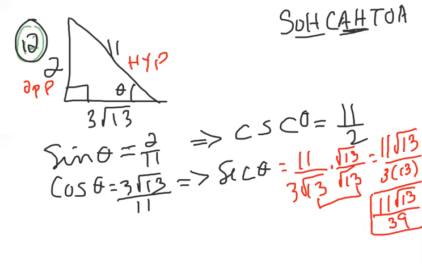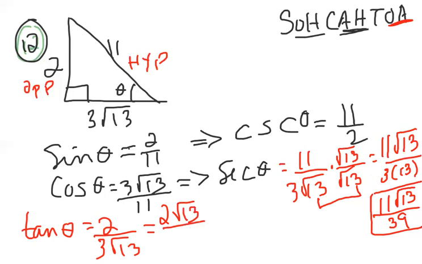All right. And then, guys, last but not least, ooh, Shazam, the tangent of theta is going to be the opposite over adjacent, 2 over 3 radical 13. But we're going to cheat a little bit because we just simplified the secant of theta. So this one is going to simplify to 2 radical 13 over 39. Yeah, we're just going to cheat, guys. This is the same thing we just did over here. That's why I'm cheating a little bit.